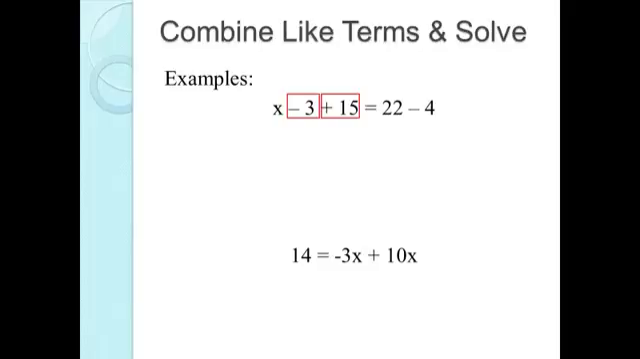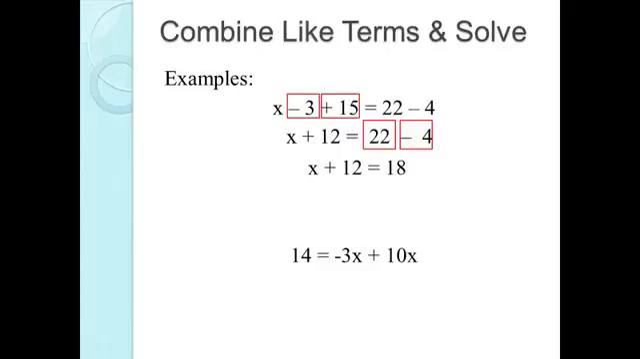Now we can rewrite our problem. There is nothing left that we can combine together on the left-hand side, but on the right-hand side we can combine together 22 and negative 4. 22 plus negative 4 gives us 18. Now that we have combined all that we can together on either side of the equal sign, we can rewrite our equation to be x plus 12 equals 18.